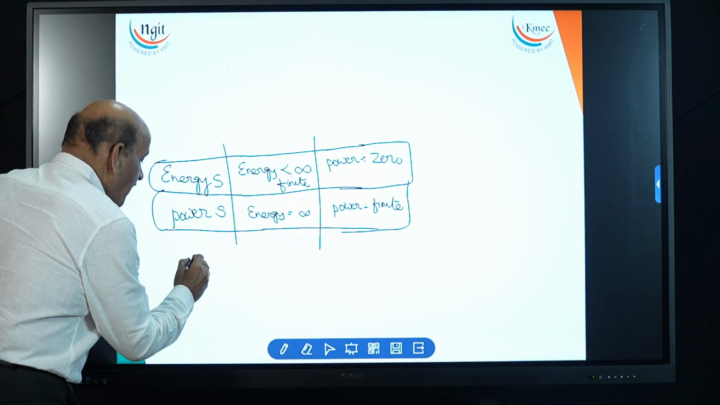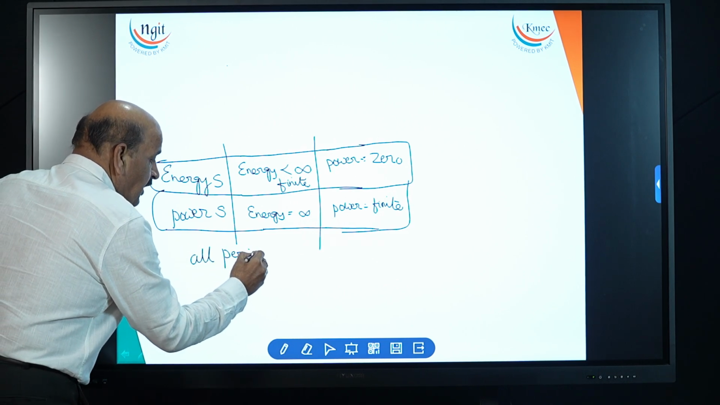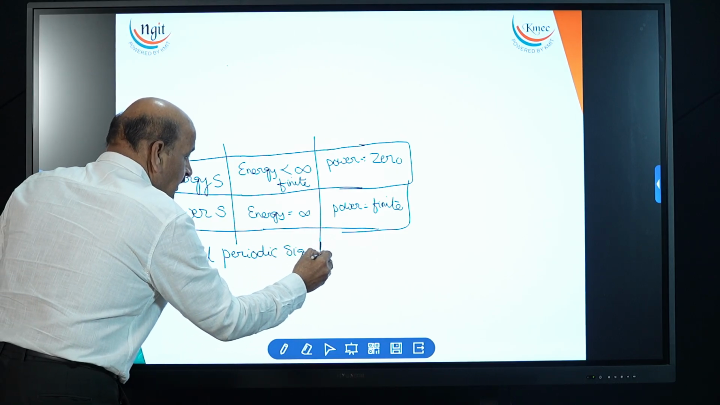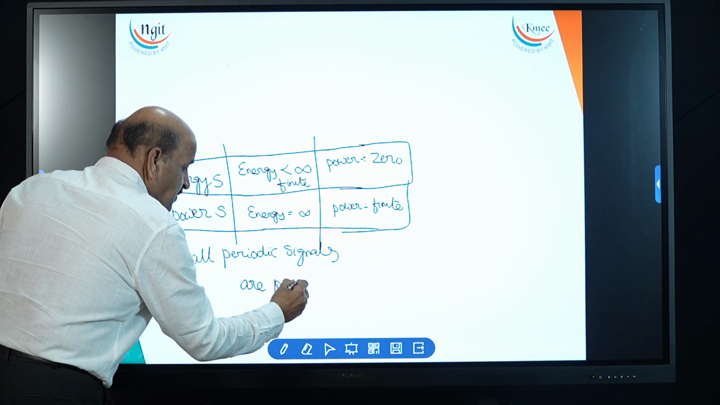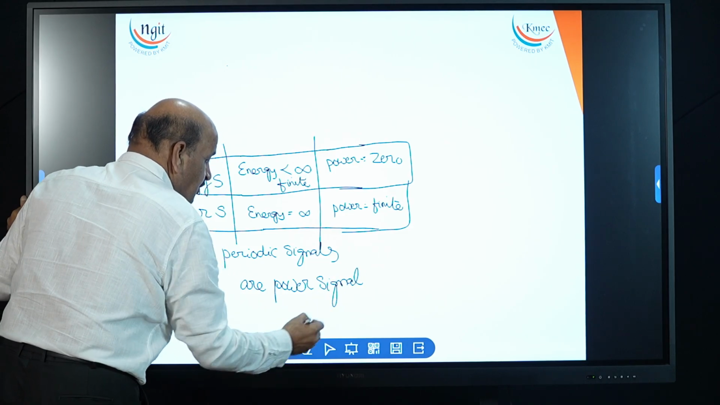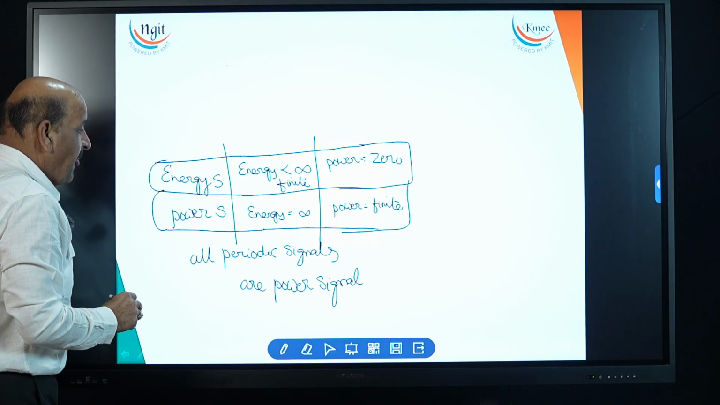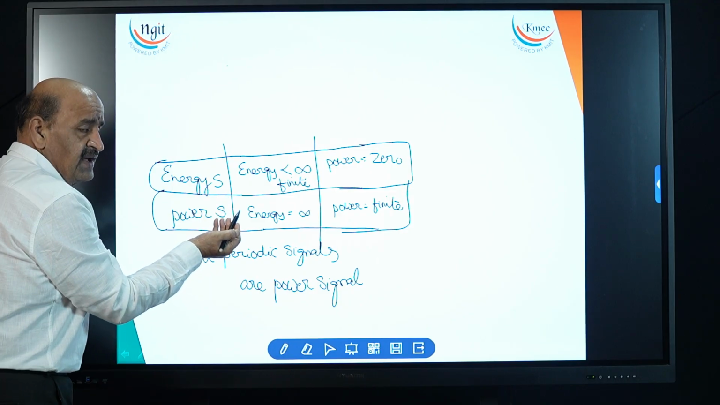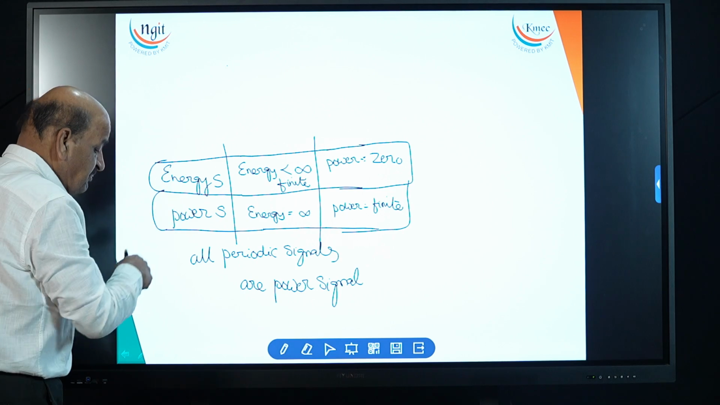One more point: all periodic signals are power signals. That means sine, cosine, all periodic signals are power signals. A signal is an energy signal if it contains other than these periodic signals. So it is an energy signal or a power signal.